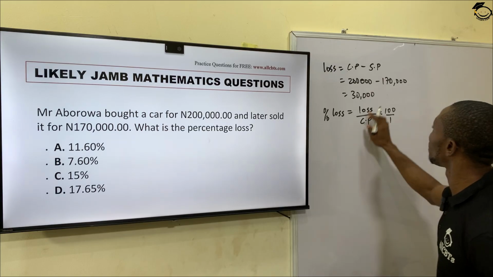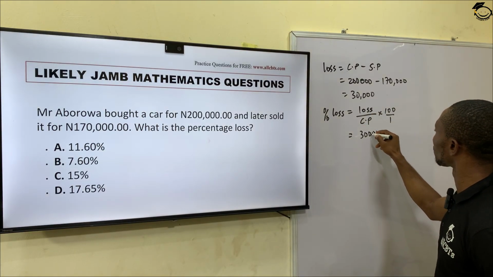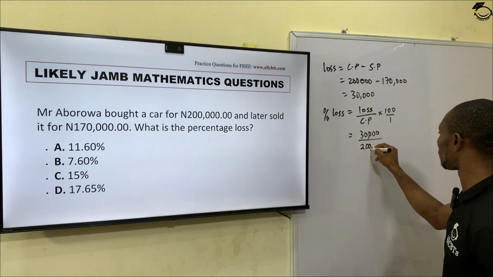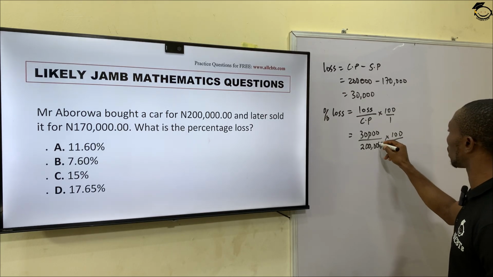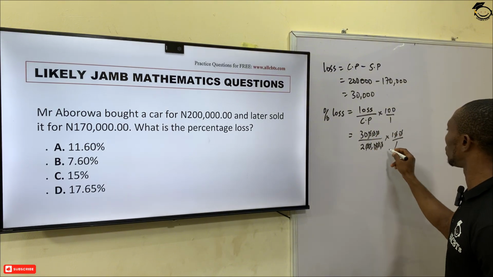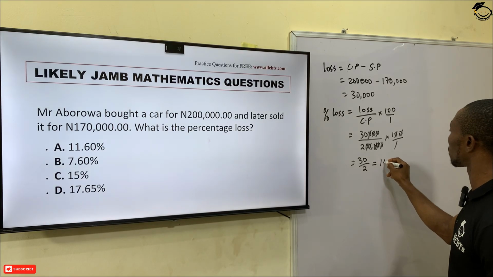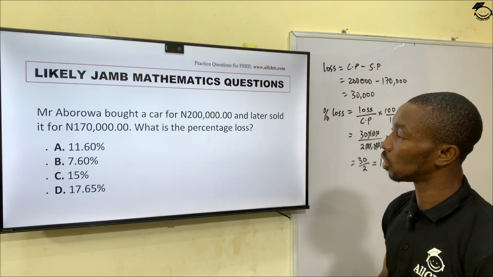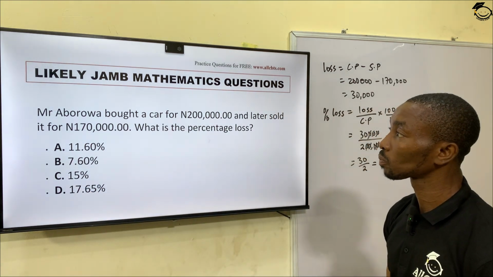Now, in this case, our loss is 30,000, while our cost price is 200,000, times 100 over 1. So we can cancel out our zeros, 1, 2, 3, 1, 2, 3. This leaves us with 30 divided by 2, which gives us 15%. So he made a loss percentage of 15%, which is our option C.